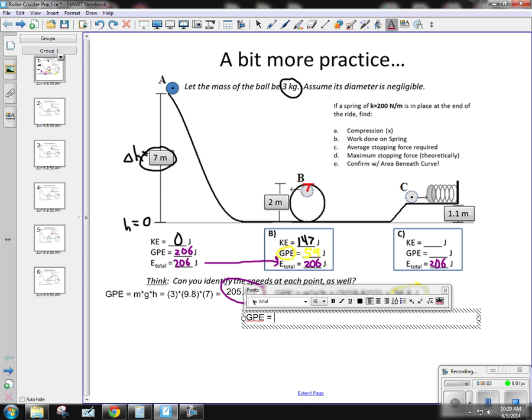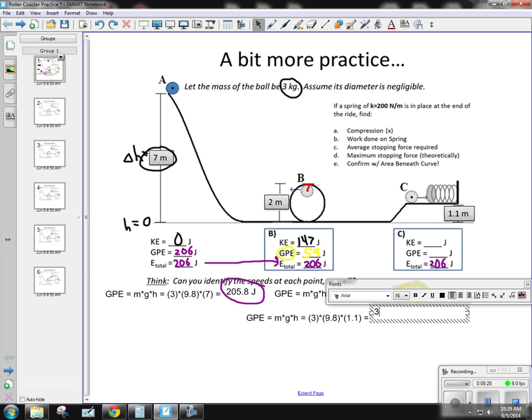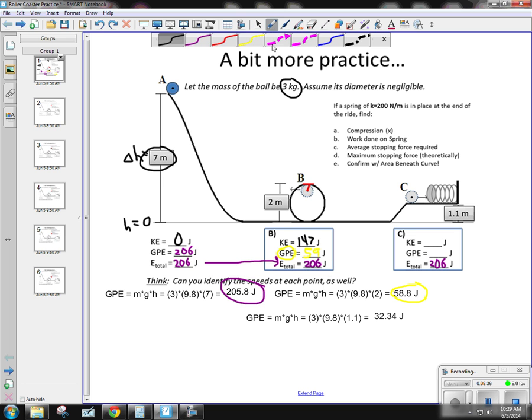Gravitational potential energy is, again, mass times gravity times that height through which it could fall. 3 times 9.8 meters per second squared times now just 1.1 meters. Handy dandy calculator. 3 times 9.8 times 1.1. 32.34. I'll write that down. 32.34 joules of energy is now stored as gravitational potential energy. So roughly 32.